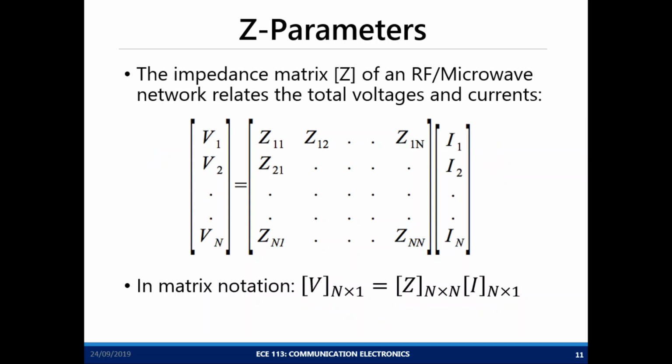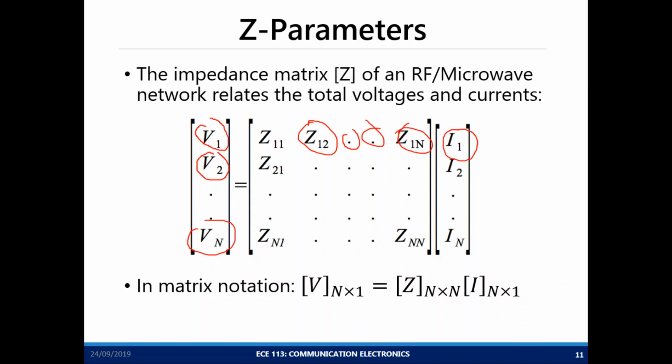Your diagonal terms correspond to the input impedance at different ports, and the off-diagonal terms correspond to the interaction between two different ports. So how does it work? If you have a current injected at port 1, it will create a voltage at that same port, and it will also create a voltage at port 2 to port N due to these off-diagonal terms right here.